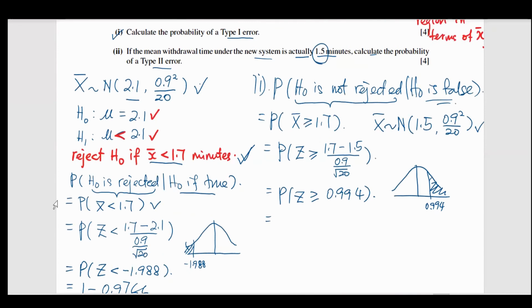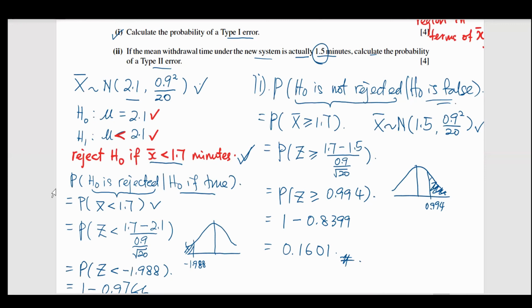And we know this is also the smaller region. That means we are going to take 1 minus 0.8399. And hence the probability of type 2 error is 0.1601. And we have found the type 2 error probability.